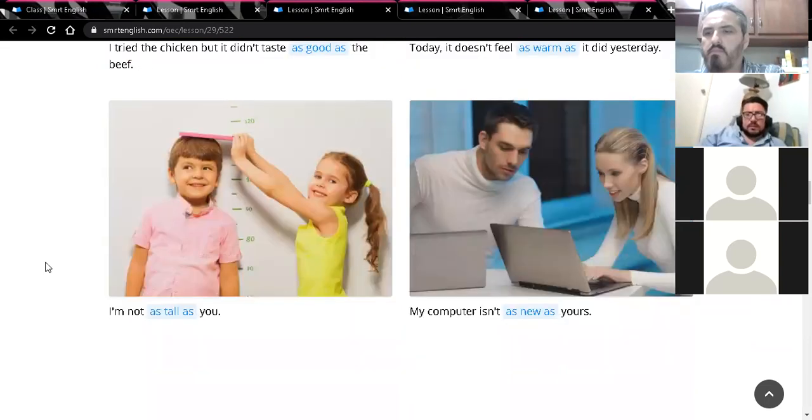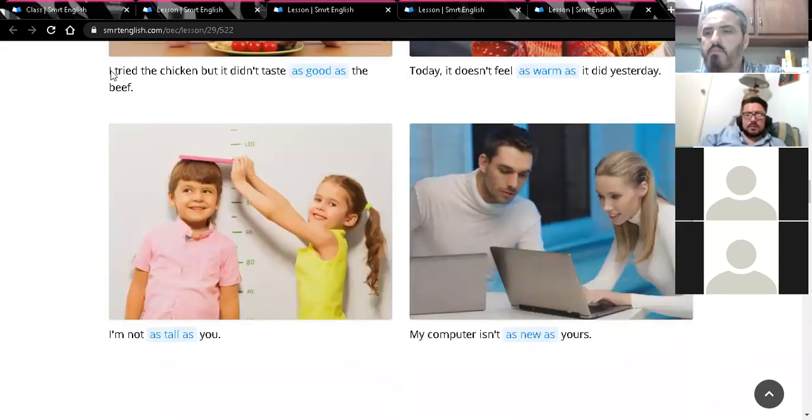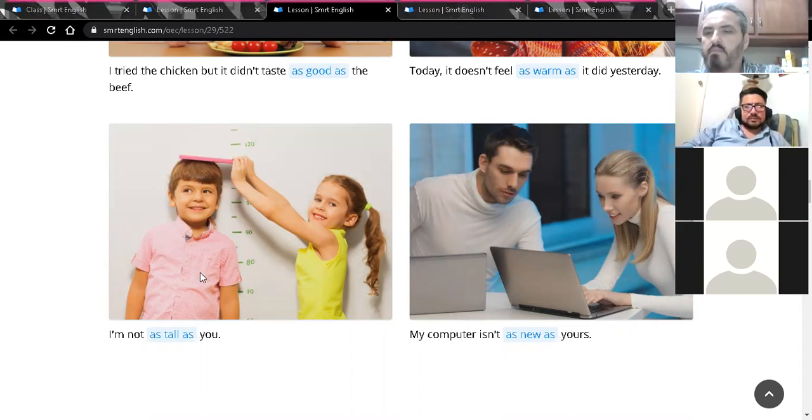Okay, next example. Imelda, please. I'm not as tall as you. Okay, what does this mean? That they are not the same height. Next one. Francisco, please. My computer isn't as new as yours. Very good. What does this mean? That my computer is old and your computer is new.